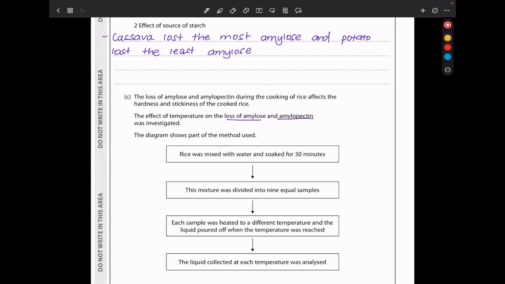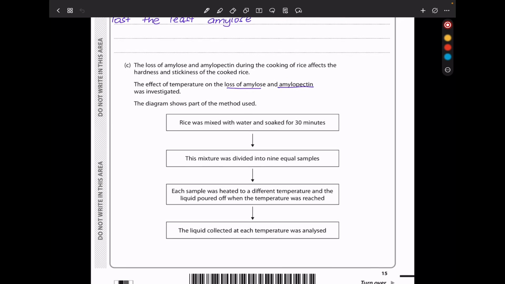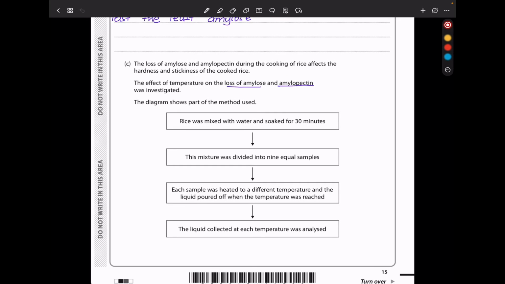In part C, the loss of amylose and amylopectin during the cooking of rice affects the hardness and stickiness of the cooked rice. The effect of temperature on the loss of amylose and amylopectin was investigated. The diagram shows part of the method used. So rice was mixed with water and soaked for 30 minutes. The mixture was divided into 9 equal samples, and each sample was heated to a different temperature and the liquid poured off when the temperature was reached. The liquid collected at each temperature was analyzed.